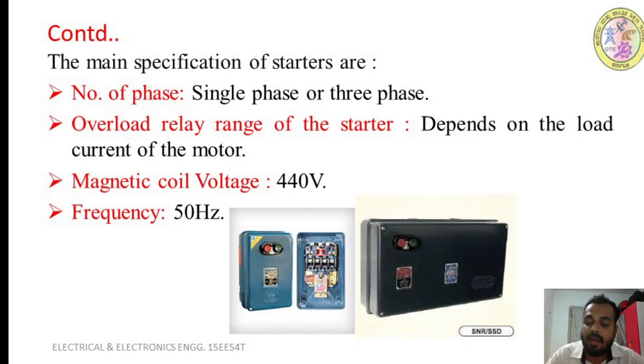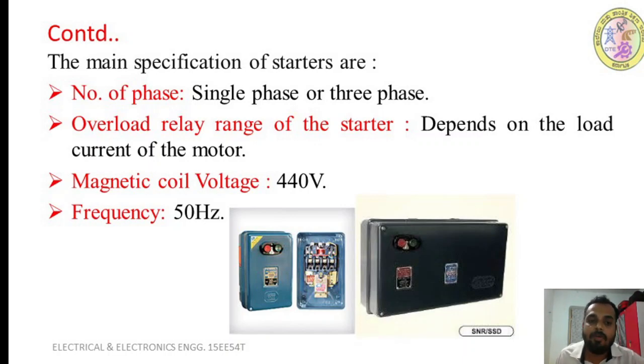Like, your rated current of the machine is 5 ampere, so if it exceeds 5 ampere, then the starter has to cut off the supply. The starter has to trip, right? To protect our motor from any fault or damage, we have to cut off the supply. In that case the relay has to operate to cut off the supply. So that is the overload relay range current of the starter. It means if it exceeds the load current or rated current of the motor, then it will cut off the supply. It depends on the load current of the motor.